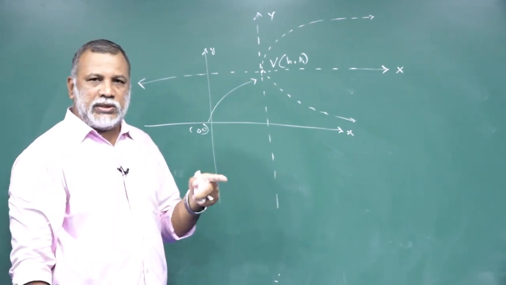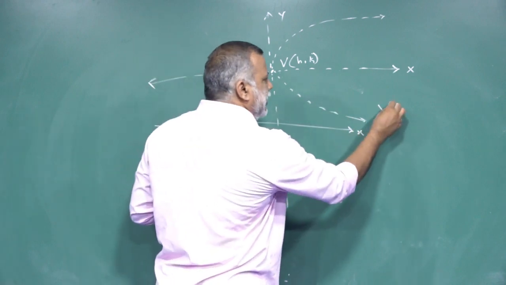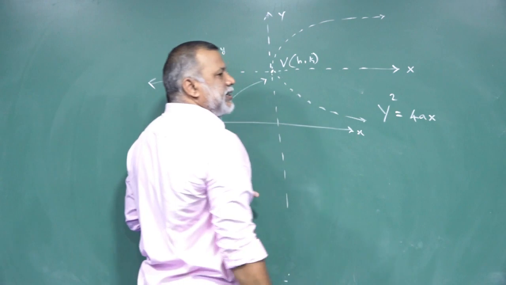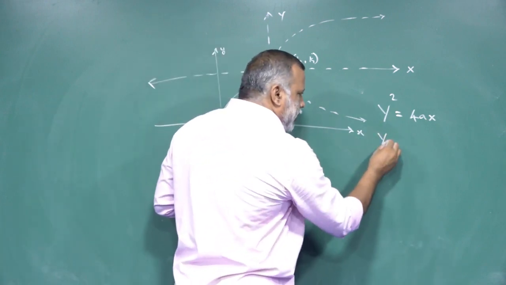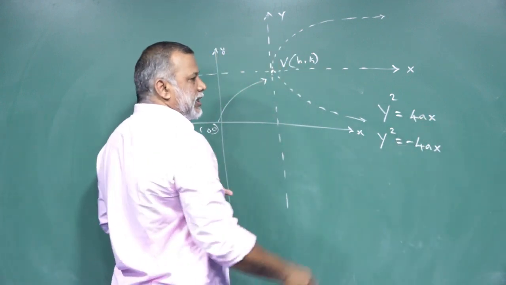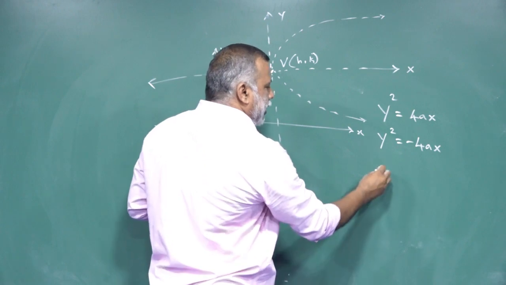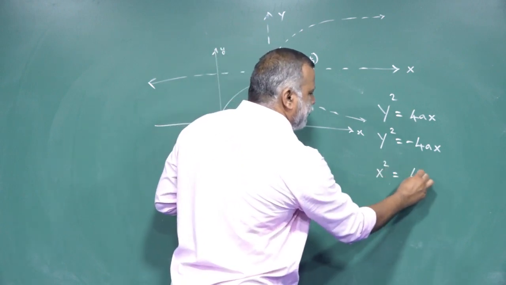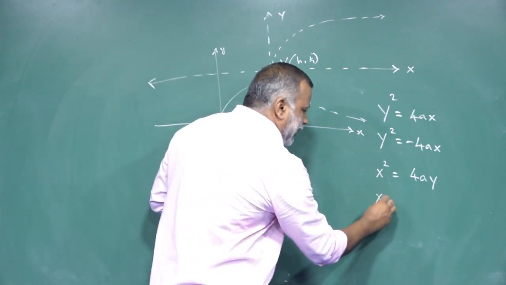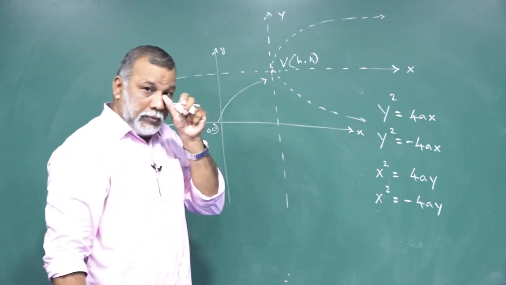We already discussed the theory. In this type of parabola, the standard equation is y squared equal to 4ax. This is type number 1. Here y squared equal to minus 4ax. This is type number 2. See here, instead of small x and small y, we have to use capital X and capital Y. Now, capital X squared equal to 4ay. This is type number 3. Now, capital X squared equal to minus 4ay. This is type number 4.